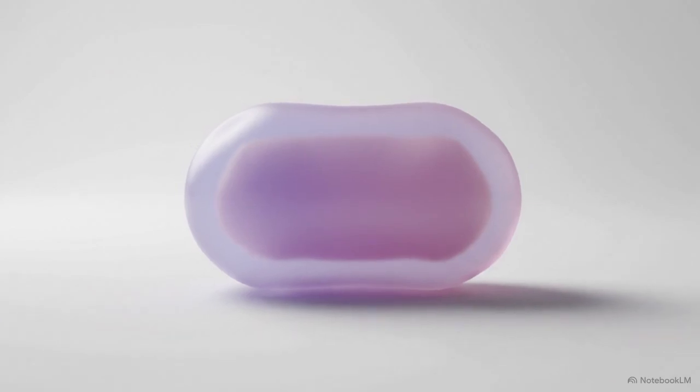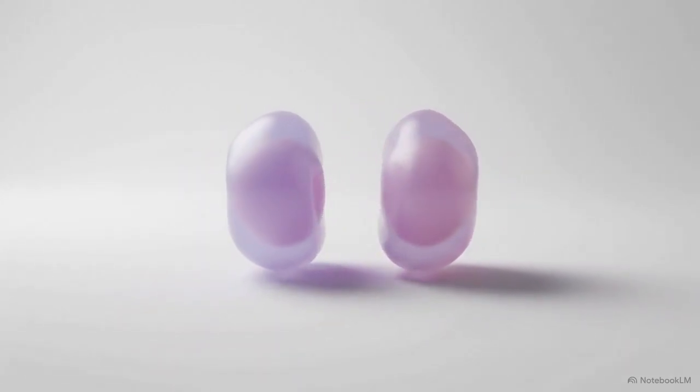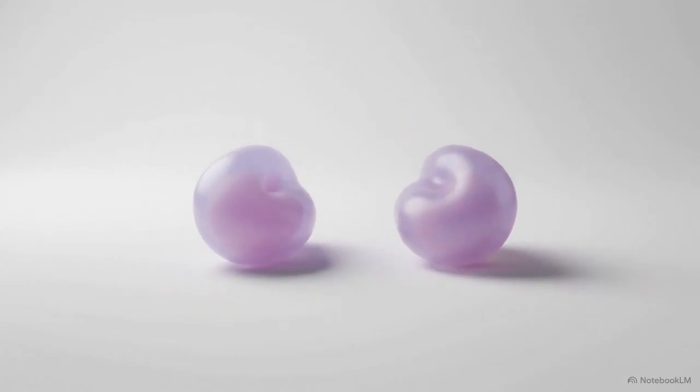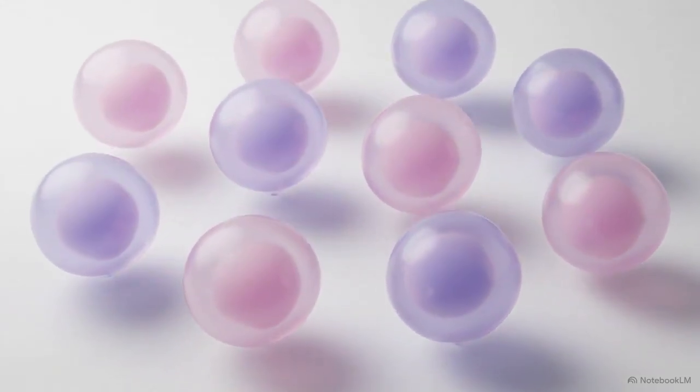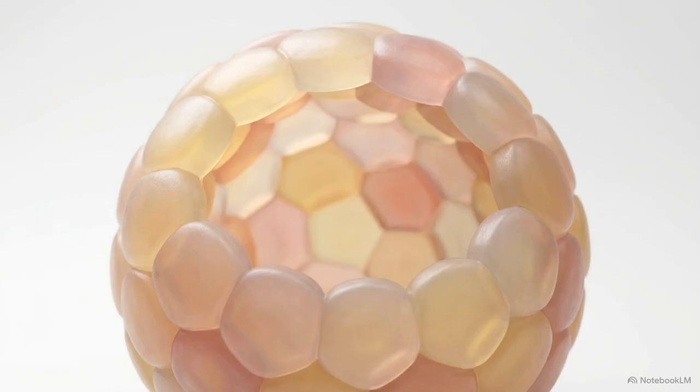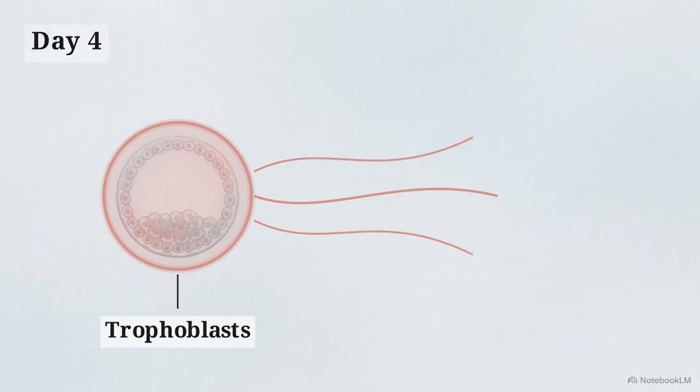At the exact moment of fertilization, a single cell initiates a precise cascade of division. Within days, the blastocyst is rapidly expanding, driven by a biological mandate to establish a viable pregnancy. By day 4, the outer layer of this blastocyst has differentiated into specialized cells called trophoblasts.